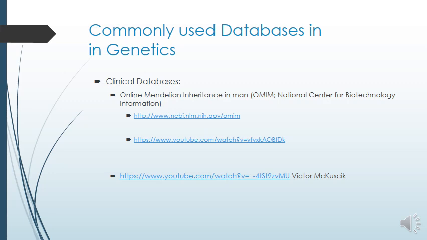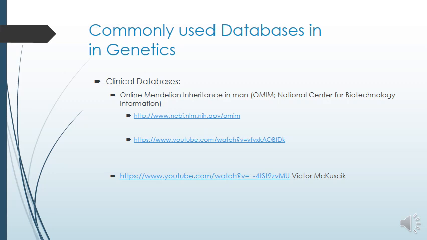Now, I want to take a moment just to talk a little bit about Victor McKusick, because Victor McKusick is the individual who conceived and compiled the Mendelian Inheritance in Man, which was an annually updated catalog of human phenotypes, which was first published in 1966. And today it is published online.